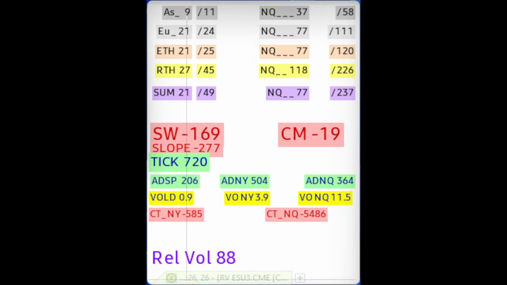The relative volume is 88, which is under 100, but we haven't had that news yet, so something I'm expecting is that relative volume to shoot upwards come 8:30 a.m. Eastern.